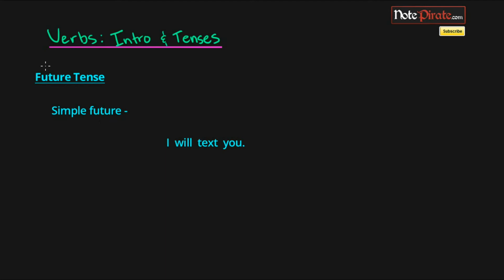So will text is our verb here. This is indicating that something will happen in the future. I will text you in the future. Keep in mind the helping verb will here, always there. And now we have our future perfect.